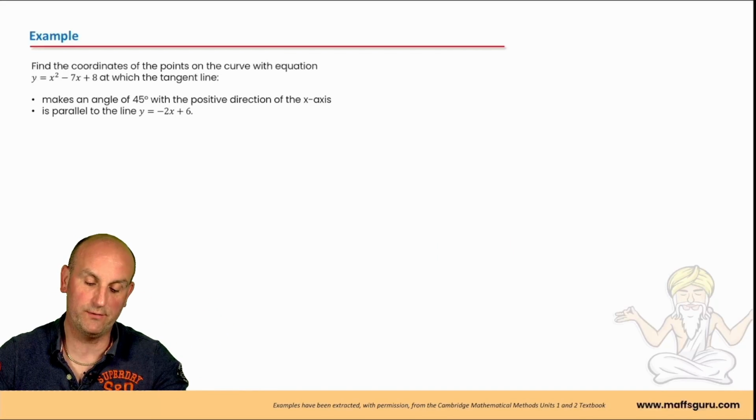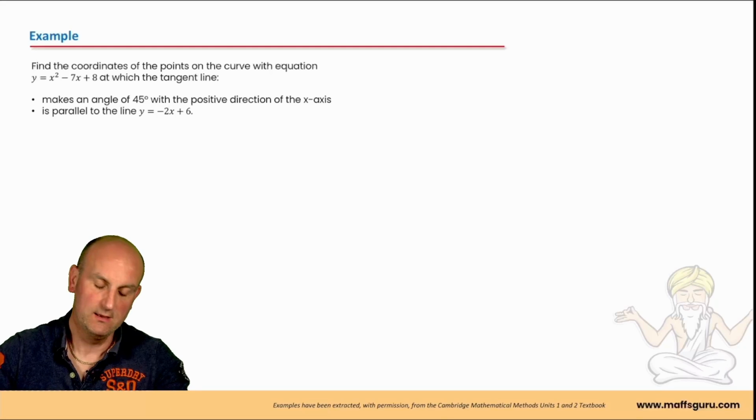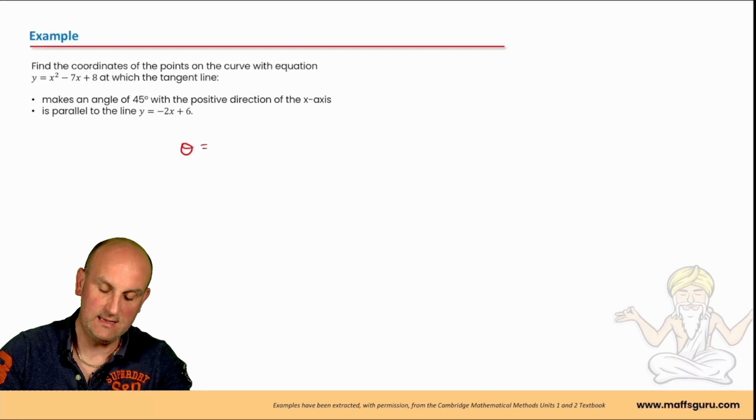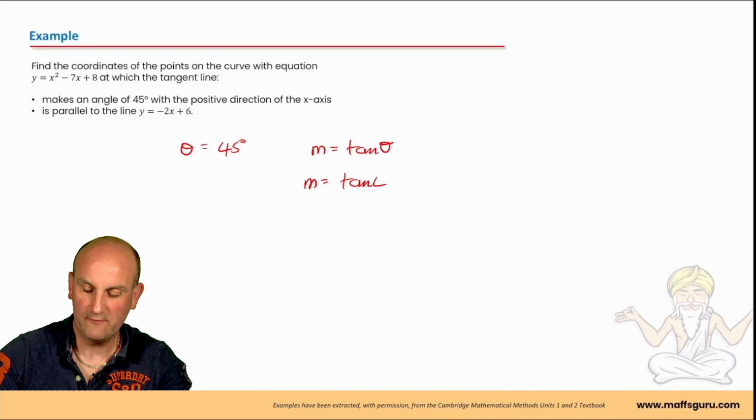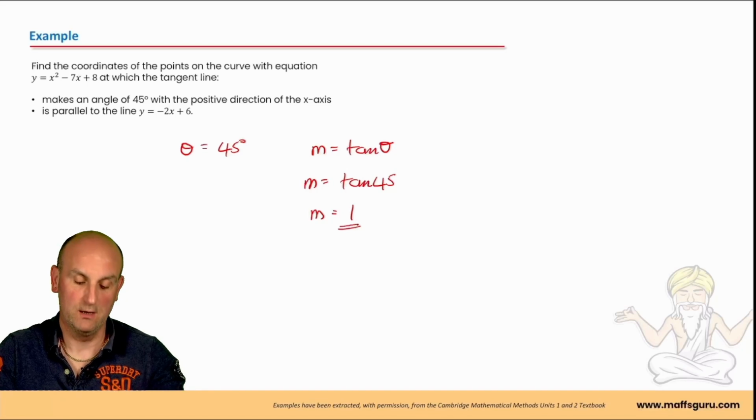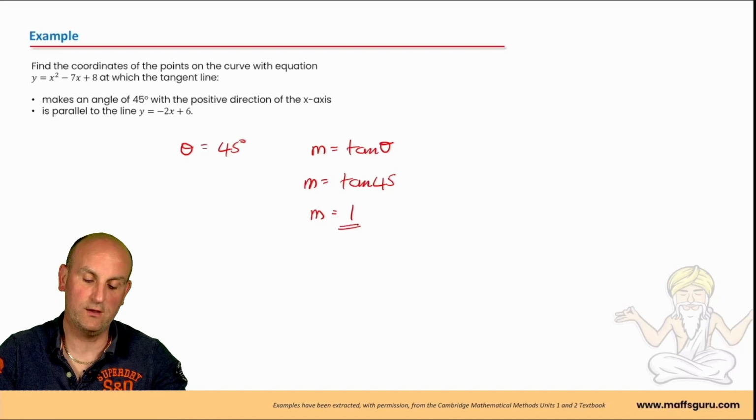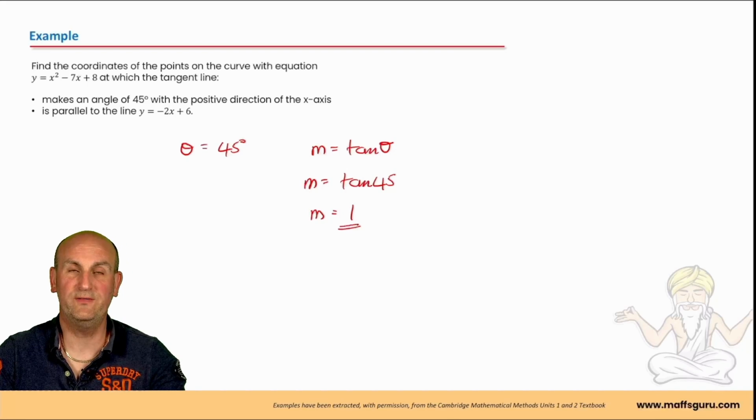Find the coordinates of the point on the curve with equation at which the tangent line makes an angle of 45 degrees. Right, so they want theta equals 45 degrees. Well, hold on a moment. We know that m is equal to tan theta. So m is going to be equal to tan 45, and we know that that gives me a gradient of 1. So find the coordinates of the points on the curve at which the tangent is 1.